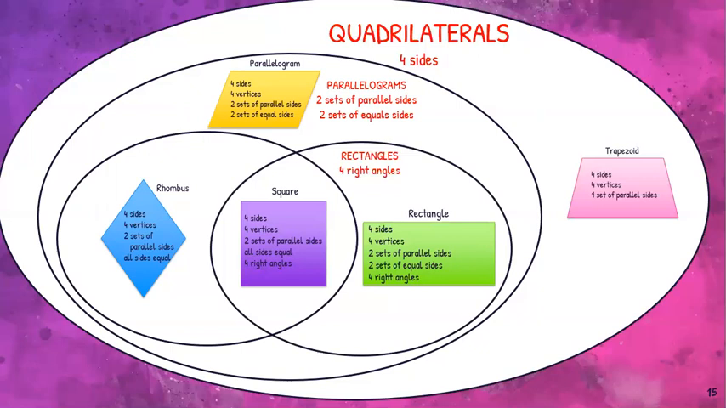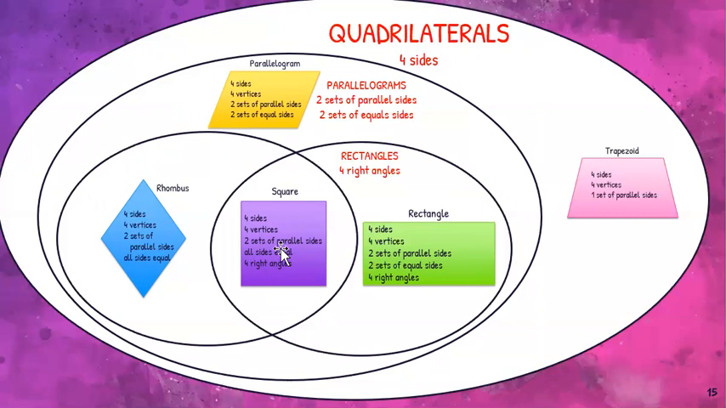But what am I going to call this group? Am I going to call it rhombuses? Squares? Rhombuses and squares? Let's think about it. In order to be a rhombus, you have to have 4 sides and 4 vertices, which a square has. You have to have 2 sets of parallel sides. A square has that. And you have to have all sides equal. A square has that. So a square is a rhombus. So I could call this group rhombuses, right?